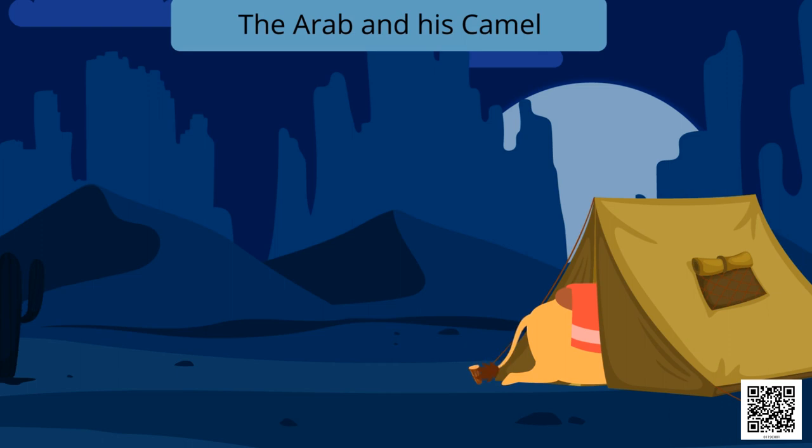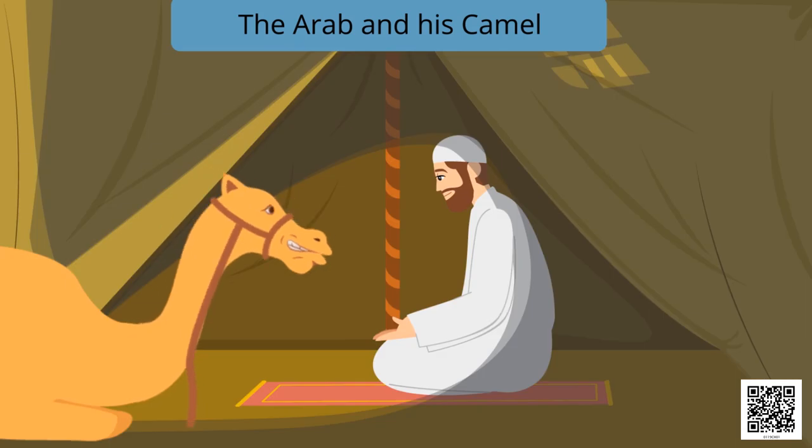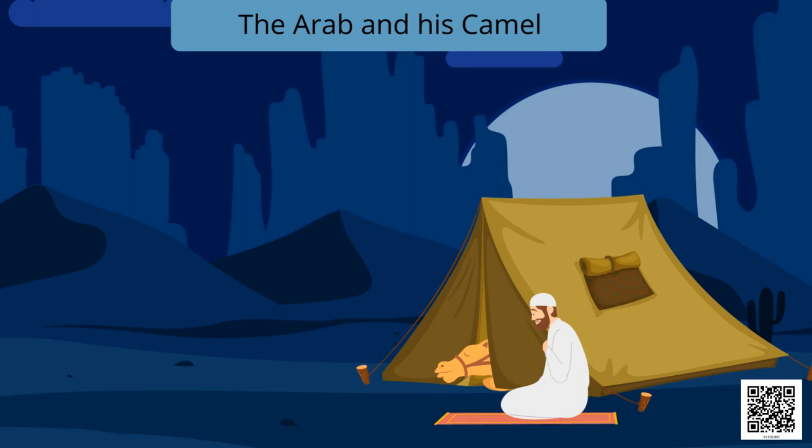But children, as the night was getting colder and colder, the camel was still feeling cold. He again asked the Arab, "Should I come in?" The Arab immediately replied, "No, no, this tent is not enough spacious for both of us. No, it is small for both of us. No." The camel then commanded the Arab, "Then you get out of the tent because I am getting inside the tent."